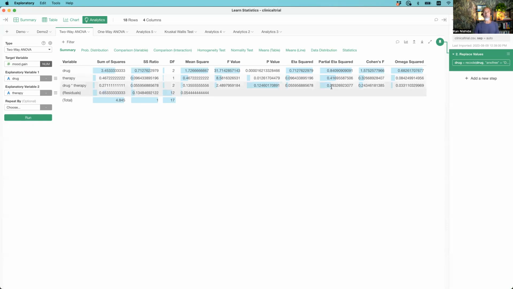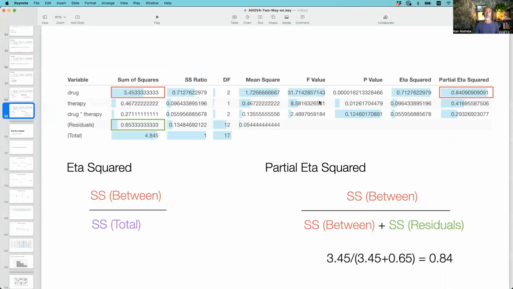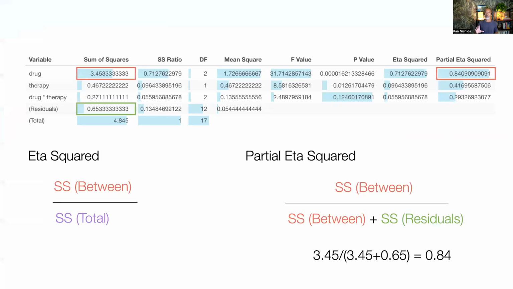So therefore, the partial eta squared is to really focus on the effect of the particular variable. However, you don't want to compare among these numbers. You don't want to compare 0.84 and 0.41, such things. If you want to compare, then you want to go back to eta squared. Okay.